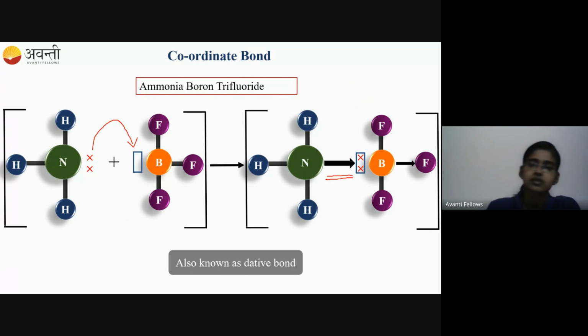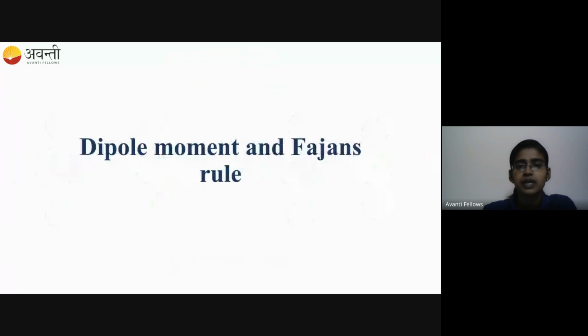Okay, fine, good. Now coming to the next topic, that is dipole moment and Fajans rule. So far we have seen the octet rule, ionic bond, covalent bond, and coordinate bond. So that part is clear, right? Very easy, and it is so simple. Good. Now let's go with dipole moment and Fajans rule.